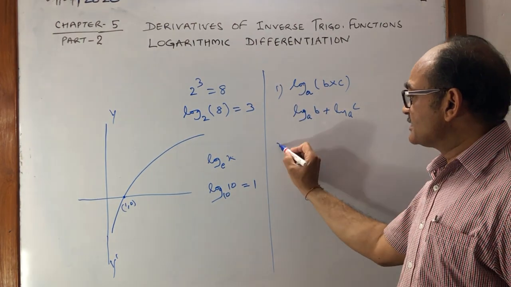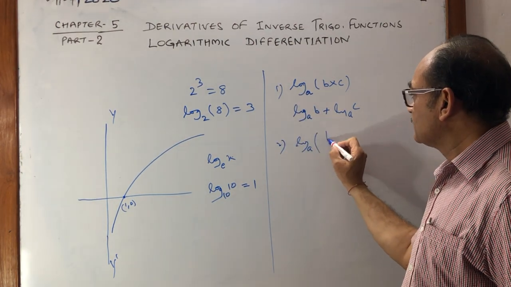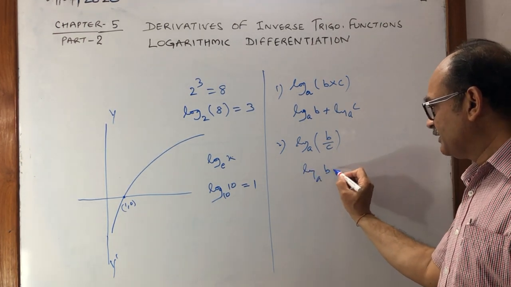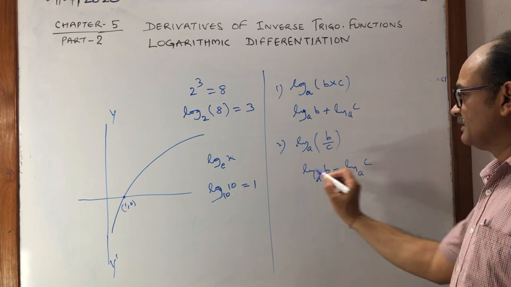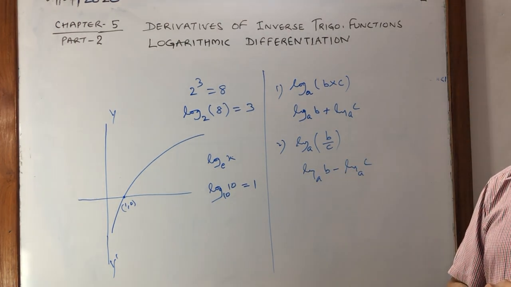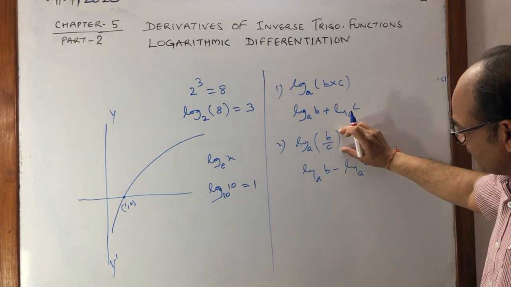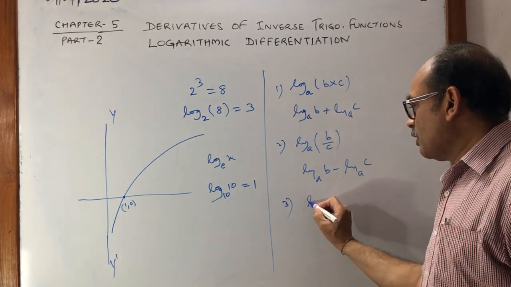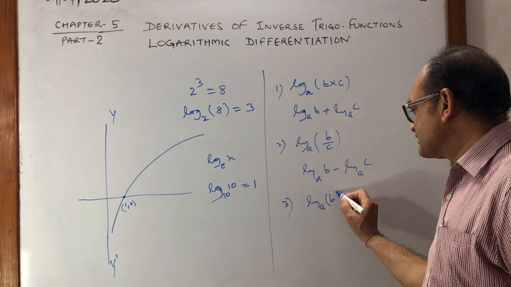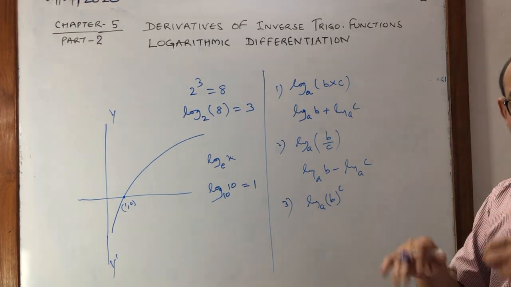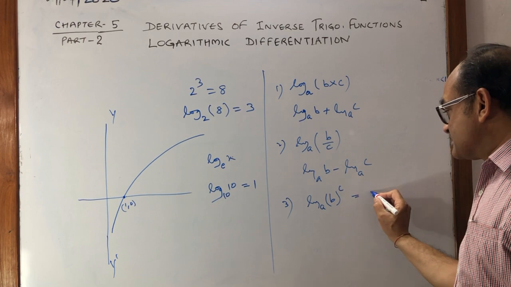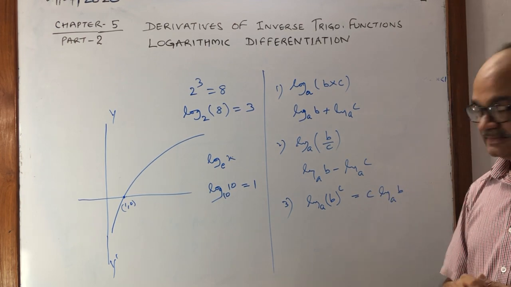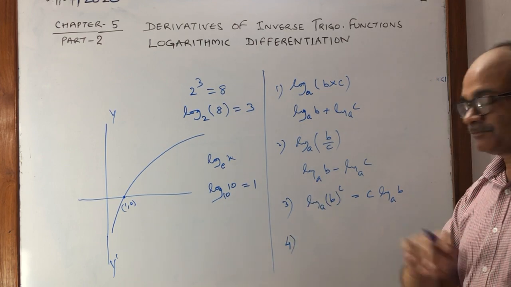Similarly, the second one, log base a, b by c. In this case log a, b minus log a, c will be the formula for subtraction. It means if it is division, we have to change into subtraction. The next one is log base a, b raised to power c. It will be c comes forward and log a b remains as it is. Correct? So this is the formula number 3.